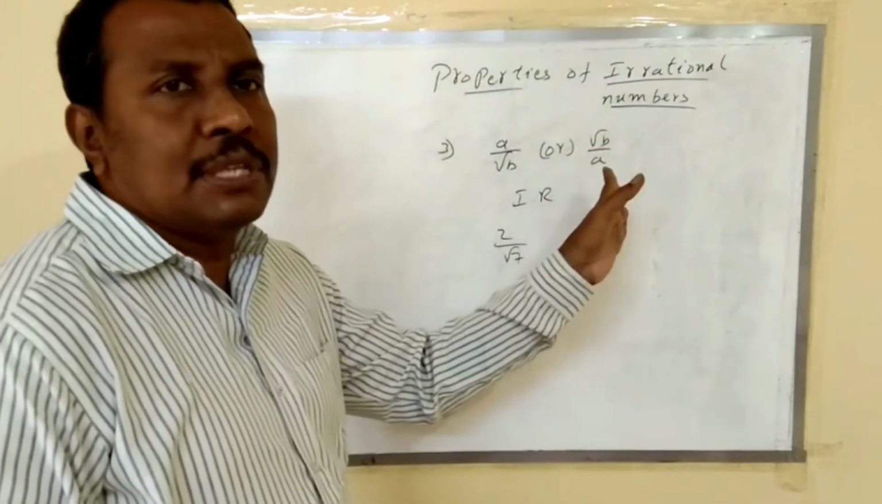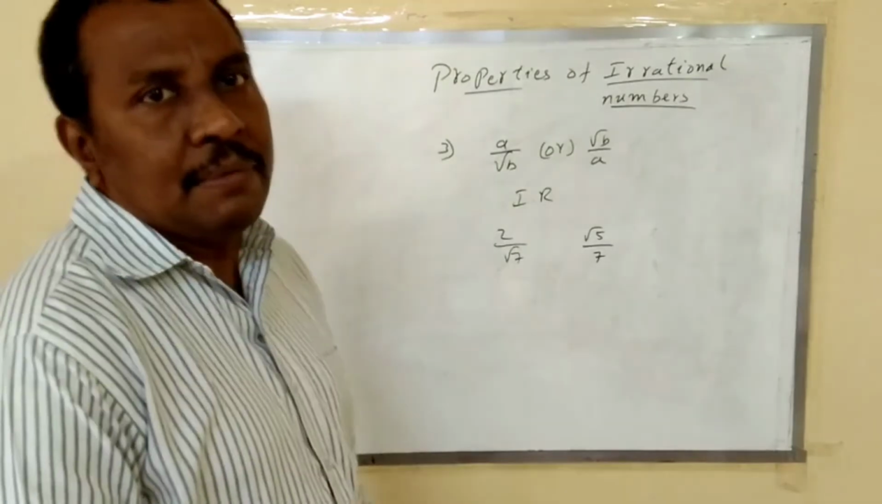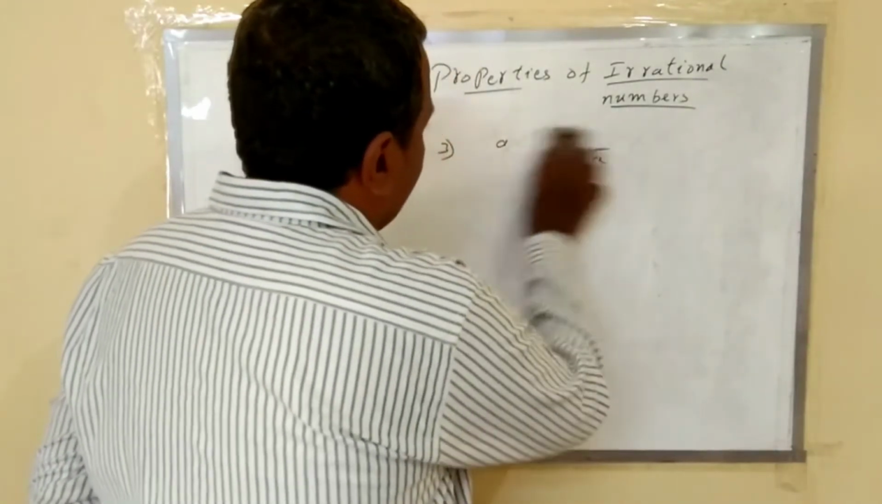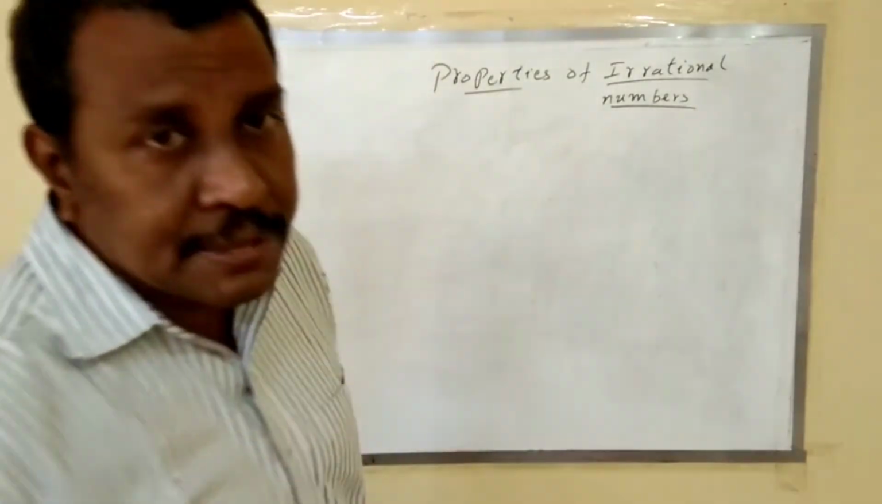So finally, the quotient which you get is an irrational number. Okay, so these are the properties of irrational numbers.